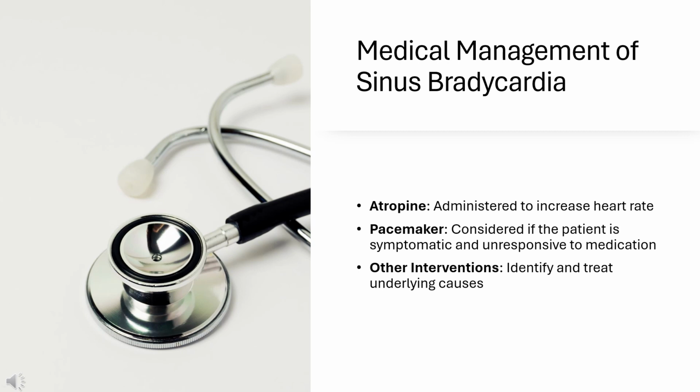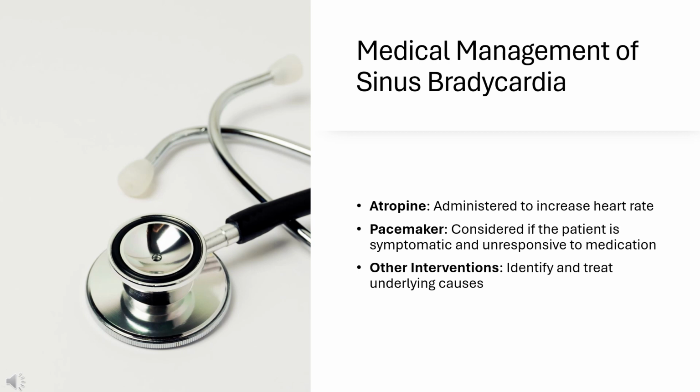If a patient remains symptomatic despite treatment with atropine, or if they have recurrent episodes of symptomatic bradycardia, a pacemaker may be indicated. A pacemaker is a small device implanted under the skin, usually near the collarbone, that sends electrical impulses to the heart to maintain an adequate heart rate.